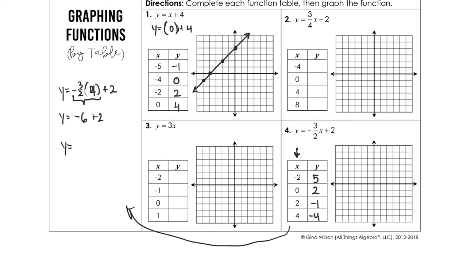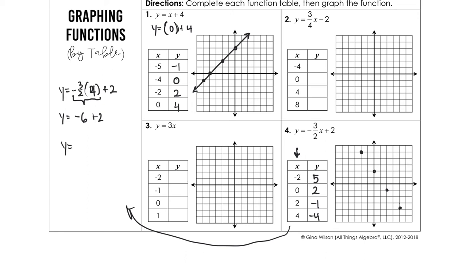So now that these are plugged in, what I'm going to go ahead and simply do is graph them. So -2, 5. So 1, 2, 3, 4, 5. Plot my point. That's not the pencil. So plot my point at -2, 5. Plot my point at 0, 2. Plot my point at 2, -1. And I plot my point at 4, -4.